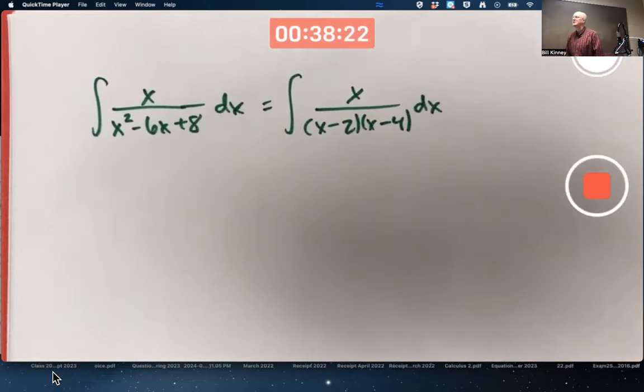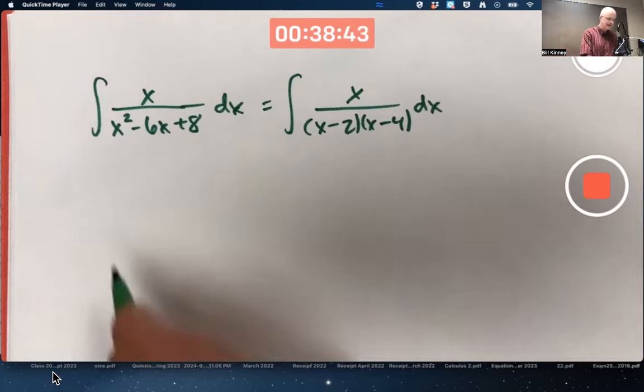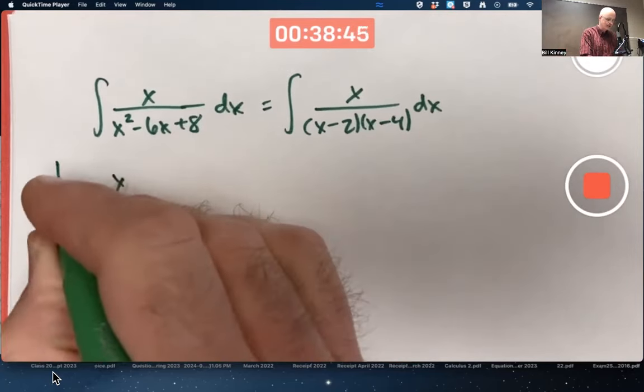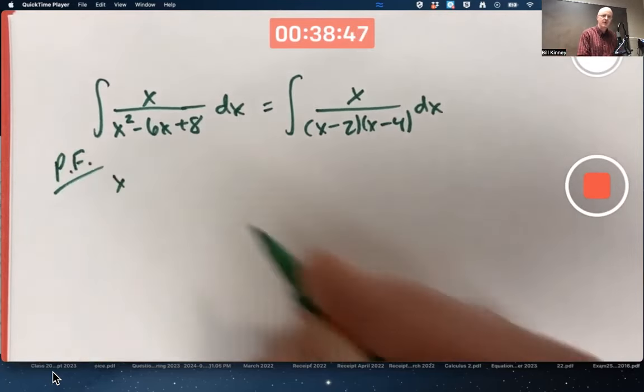What we would like to do to this integral is rewrite this fraction in another way. Break it into pieces, break it apart, partial fractions. It's really the reverse of fraction addition and subtraction, where you get a common denominator. We're going to undo that. How? Partial fractions, PF stands for partial fractions.